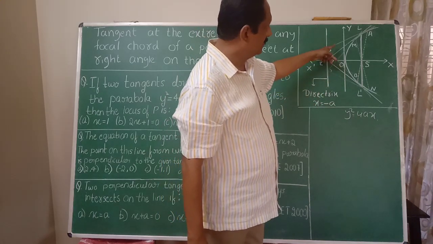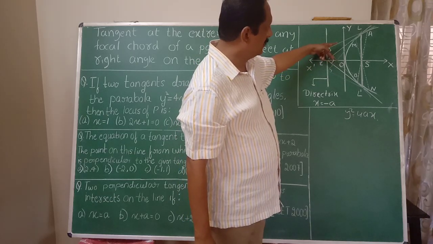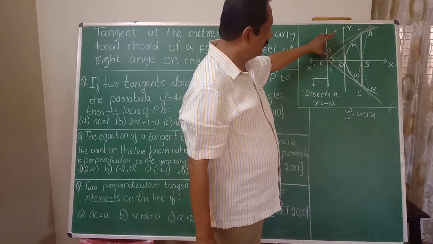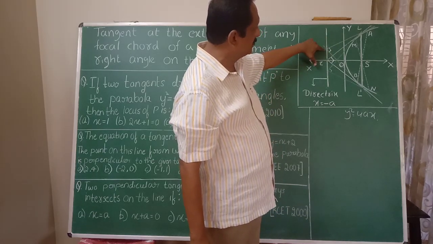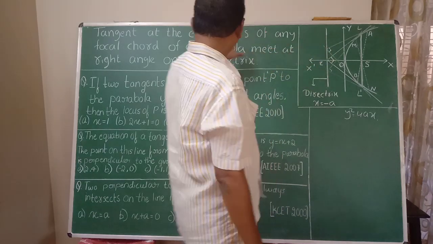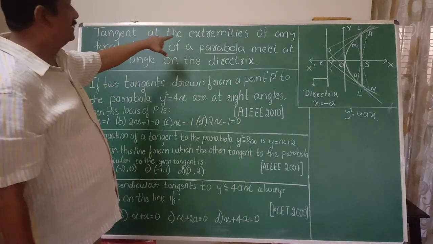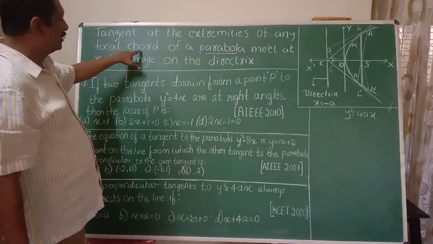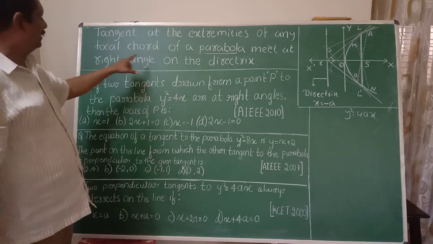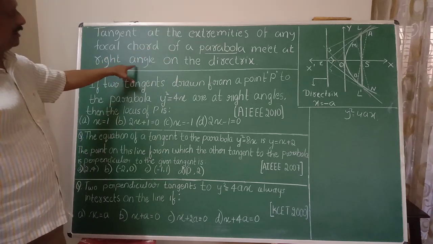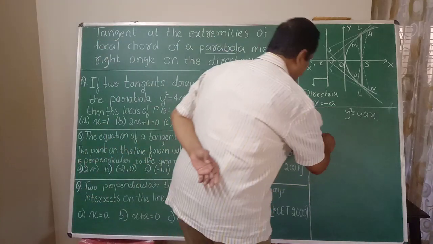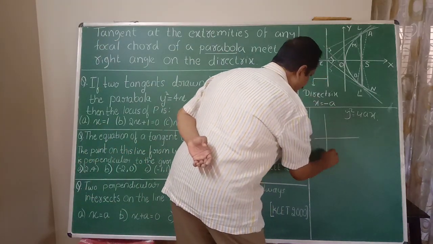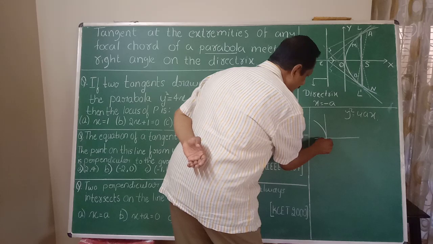Then the tangents are both perpendicular to each other. The point of intersection must lie on the directrix here. Therefore, tangents at the extremities of any focal chord of a parabola meet at a right angle on the directrix. Okay. Similarly, suppose the parabola is in this direction here.